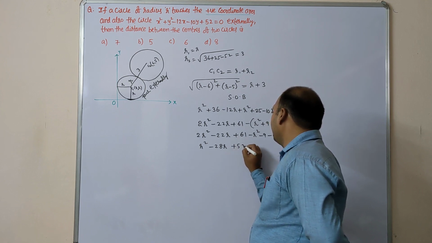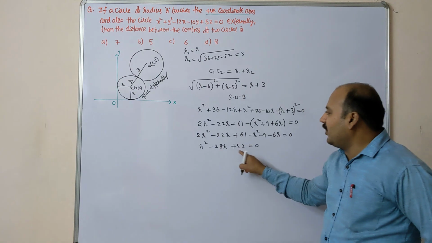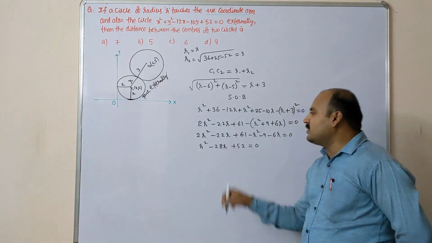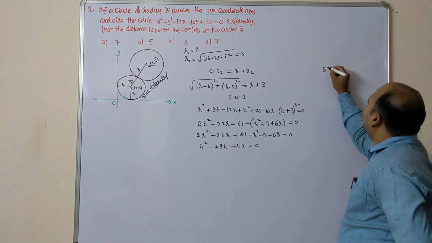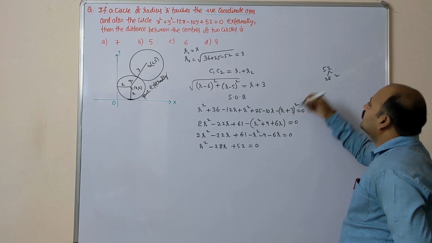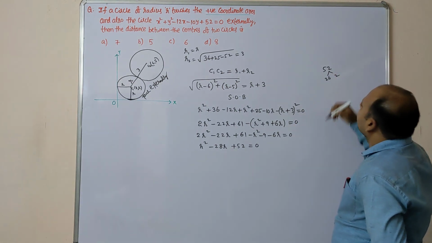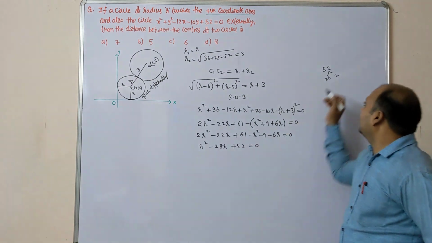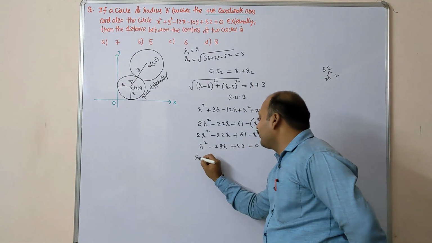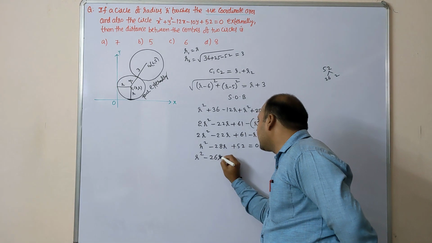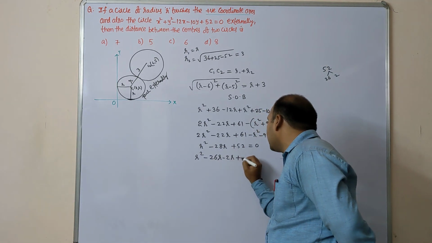And also 52. 52 factors we need to get in terms of 28. So 52 means 28 into 2, no? Sorry, 52, 26 into 2. So we can write 28 as 26r minus 2r. r square minus 26r minus 2r plus 52.